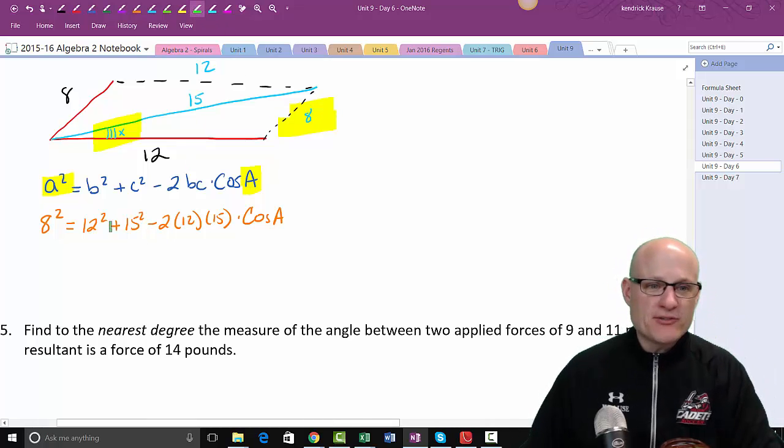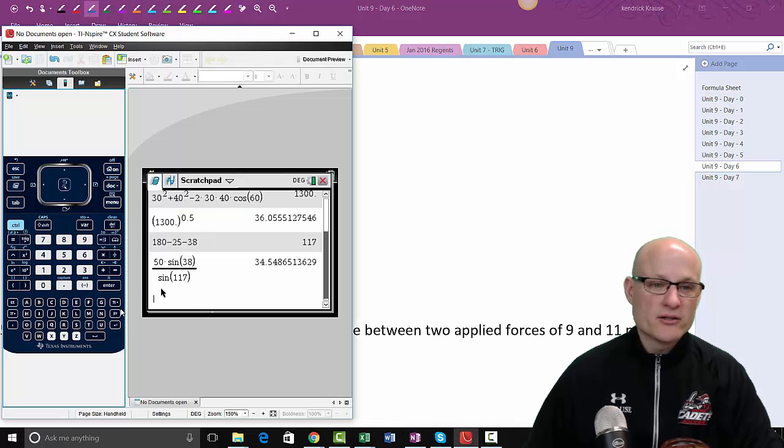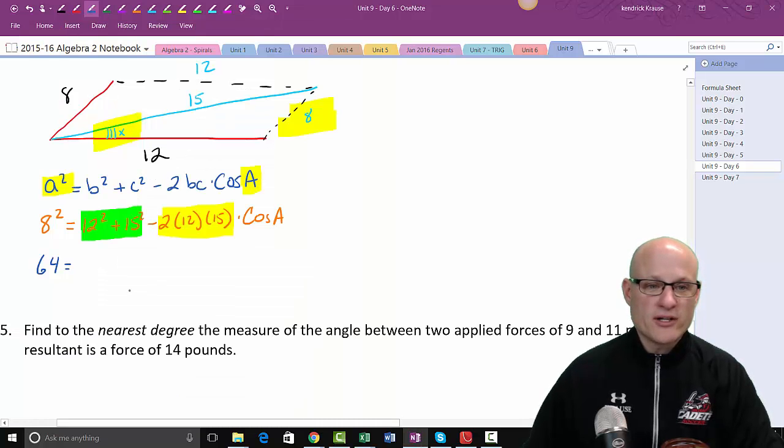Remember, you want to do this in pieces. You're going to do this piece, and you're going to do this piece. Don't put them together. This is multiplication. This is subtraction. You can't put them together. So let's go through this. 64 is equal to 144 plus 15 squared, which is 369.